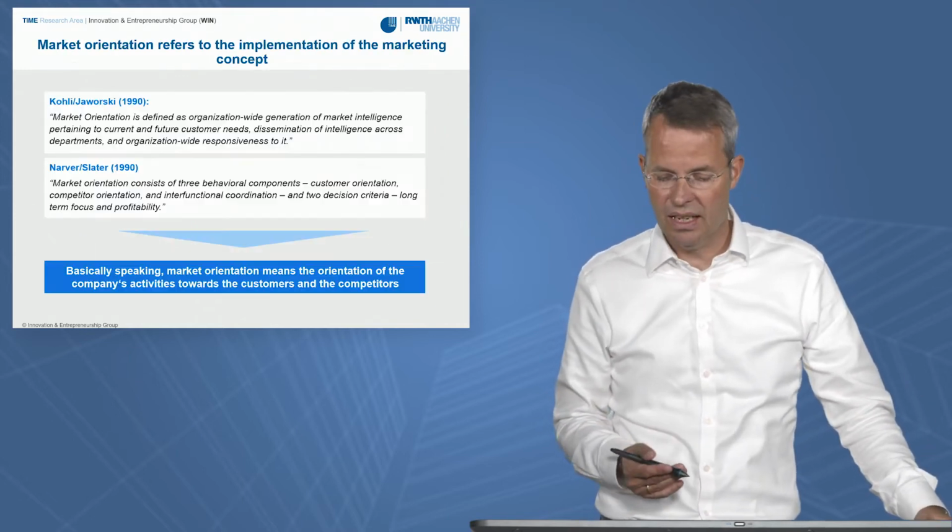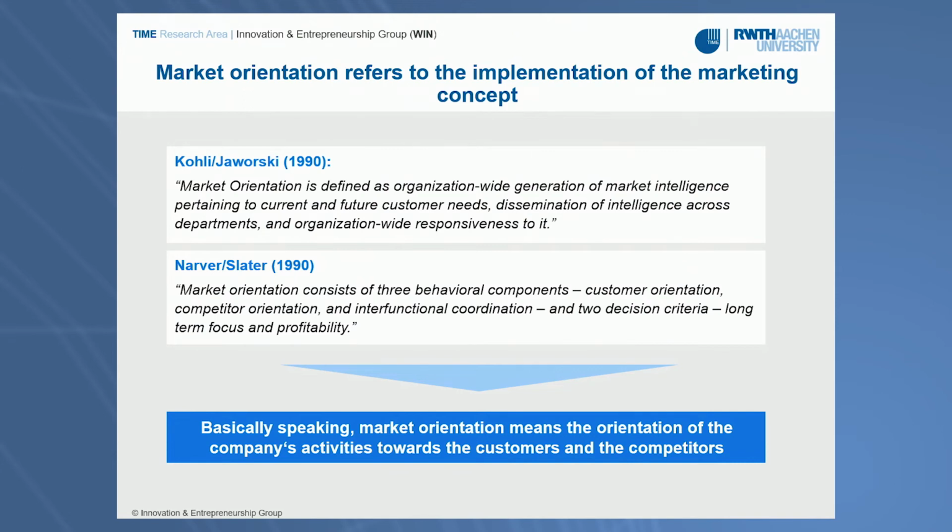So let's look further into that. First of all, from the definition side, market orientation in general refers to the implementation of the marketing concept, and you have basically two concepts of market orientation, the one by Kohli and Jaworski from the 90s and the other one by Narver and Slater, developed at the very same time. It's defined as an organization-wide generation of market intelligence pertaining to current and future customer needs, dissemination of intelligence, and then organization-wide responsiveness to it.